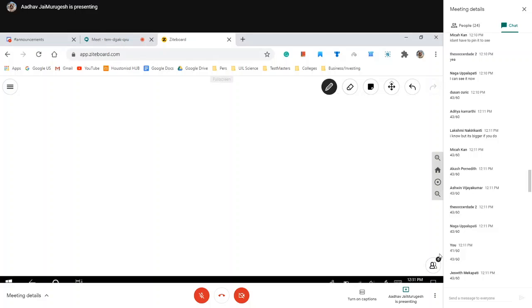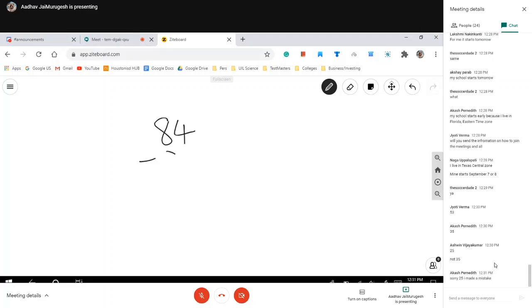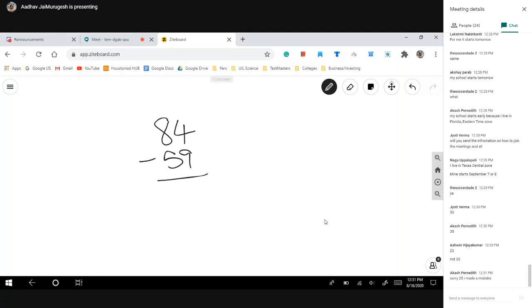So let's take the same example, 84 minus 59. First, you would try to round this number. 59 rounded is going to give us 60, right? So what you would do is subtract 84 minus 60, and 84 minus 60 is going to give us an answer of 24.